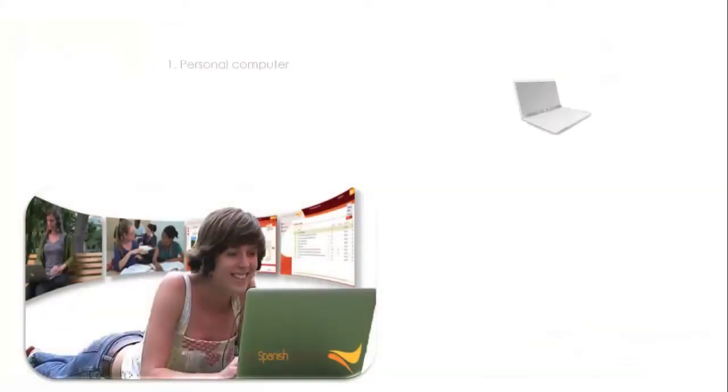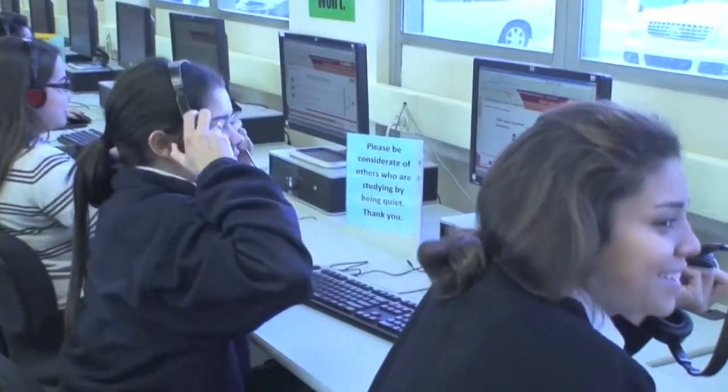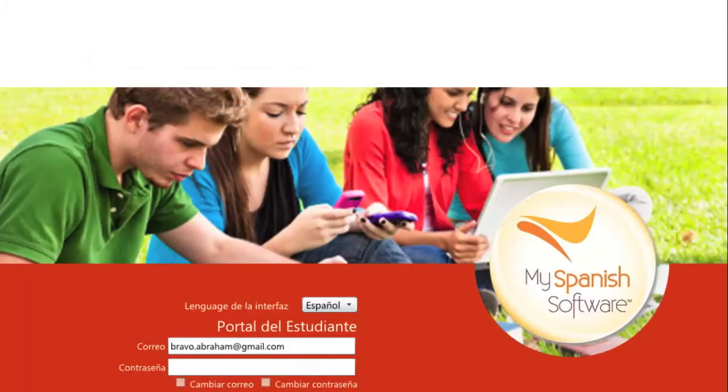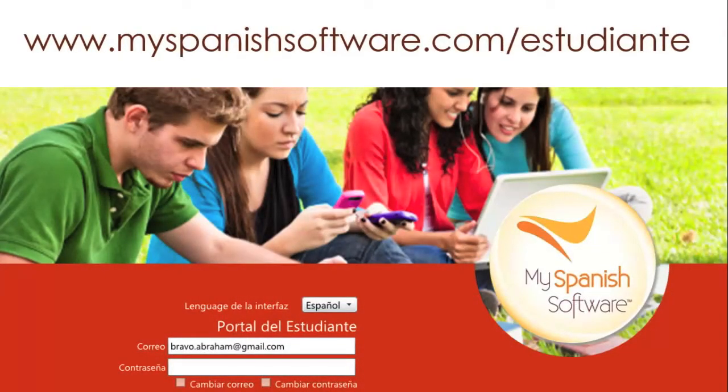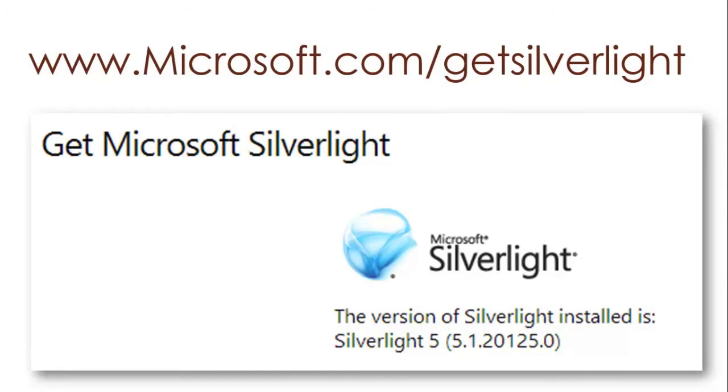In order to use My Spanish Software, you will need a personal computer or iPad, a USB headset. Your son or daughter will complete the homework at the student portal, which can be found at www.myspanishsoftware.com/estudiante. You will need to have Microsoft Silverlight installed on your personal computer. For those who do not have it already installed, installing Microsoft Silverlight is easy. Just download the file and run the installation wizard.